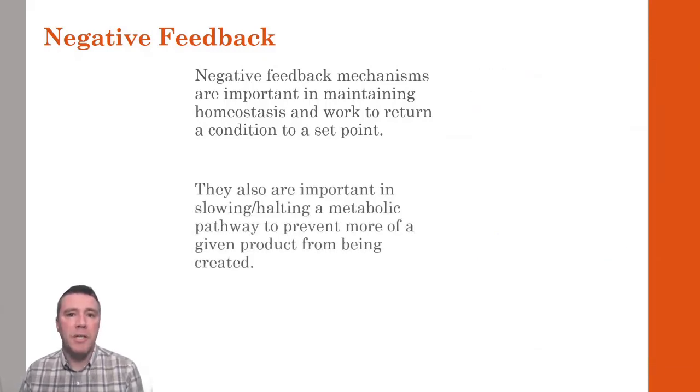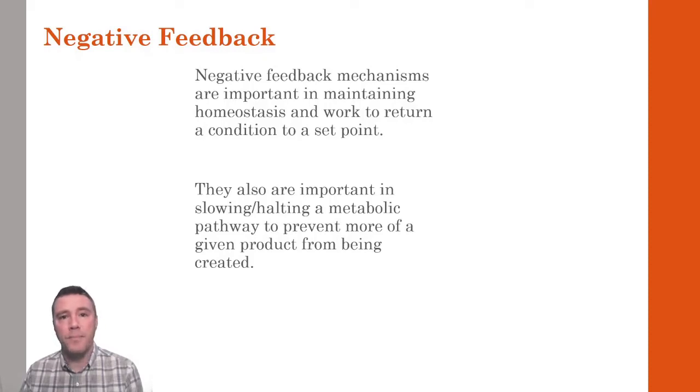Feedback inhibition is a type of negative feedback that is important in shutting down a metabolic pathway. This is useful in ensuring two things. One, that there isn't a waste of raw materials, the reactants, and two, that an excessive, unnecessary amount of product isn't made.